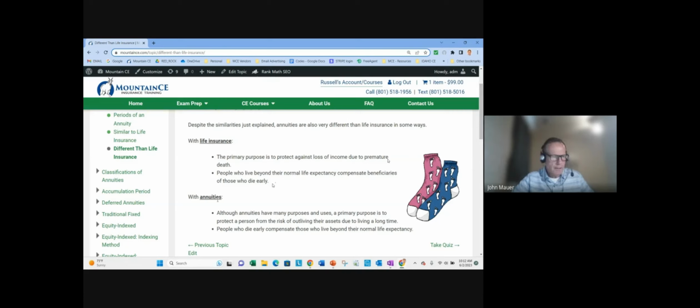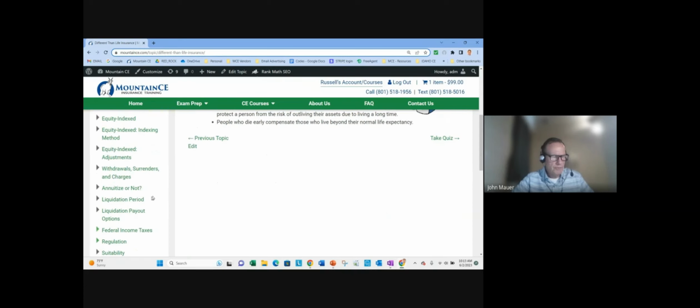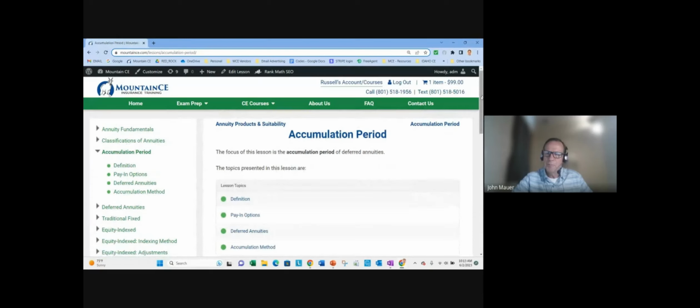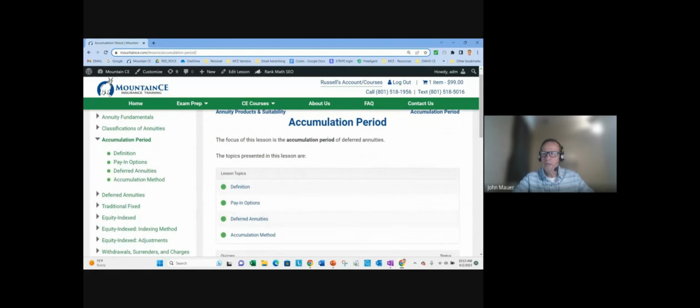Now, the next thing is talking about the accumulation period versus the annuity period. We're talking about some fundamentals we need to know in order to be well versed in annuities. We need to know some basic terminology and some basic principles. So one thing we need to know is, what do we mean by an accumulation period?